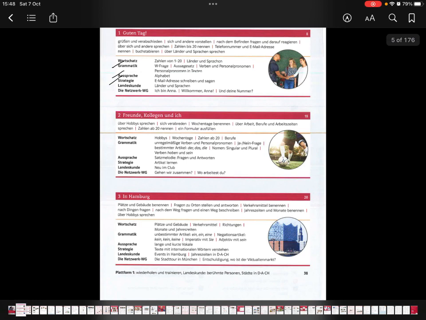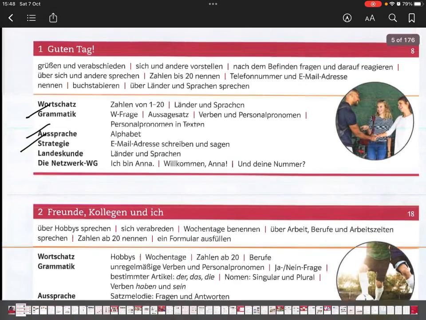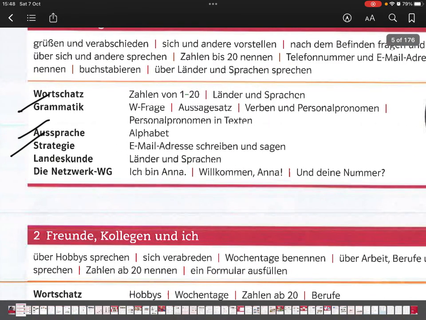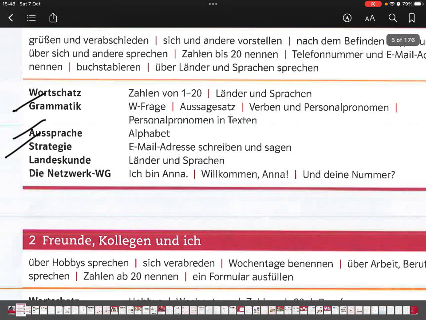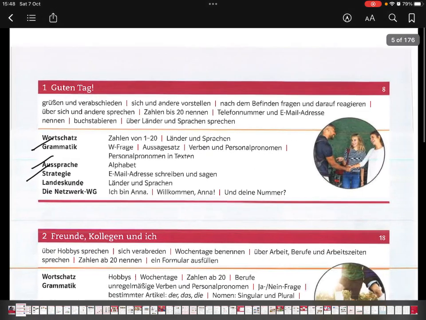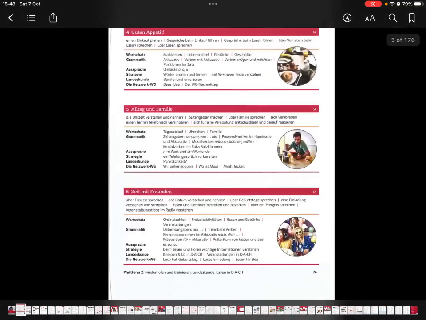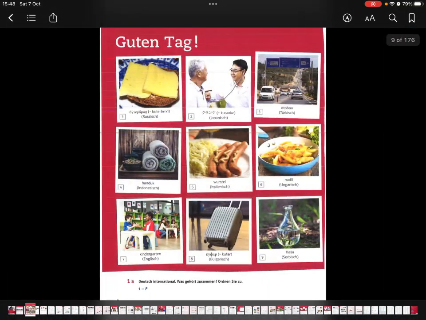My name is Avantika and in this video we will be doing Netzwerk chapter 1, which is Guten Tag. In this particular session we will be learning a few things in beginner's German: how to count from 1 to 20, the German speaking countries and how we say those languages in German, as well as the verbs and the personal pronouns. So let's get into the video, and I'll be skipping exercise number 1.